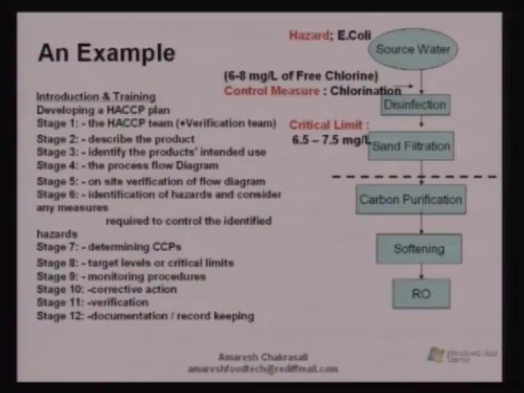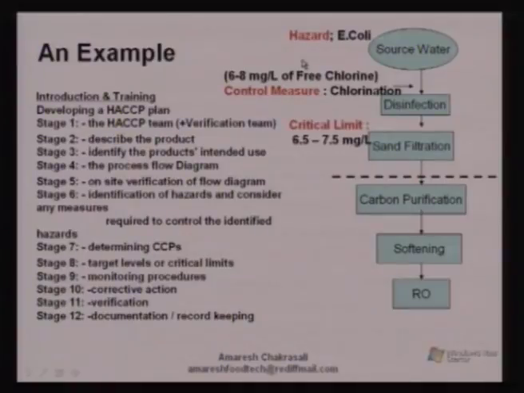Now take this example. After making the flow diagram, this flow diagram needs to be compared on site, to check whether the flow diagram made is as per what process is actually being followed. The general practice in the food industry is that the flow diagram is made on-site itself, so that it matches exactly, and then it is verified by the verification team. This is how it is.